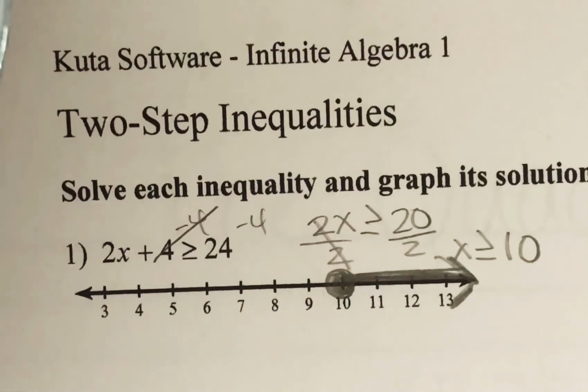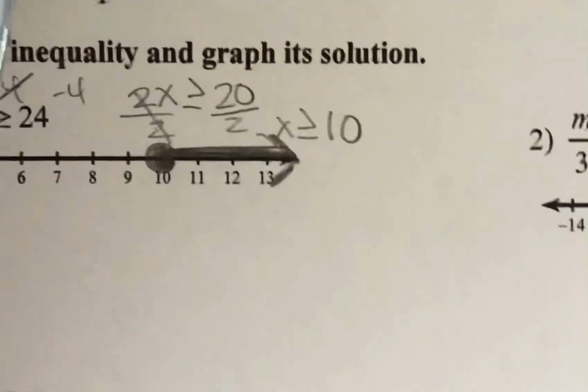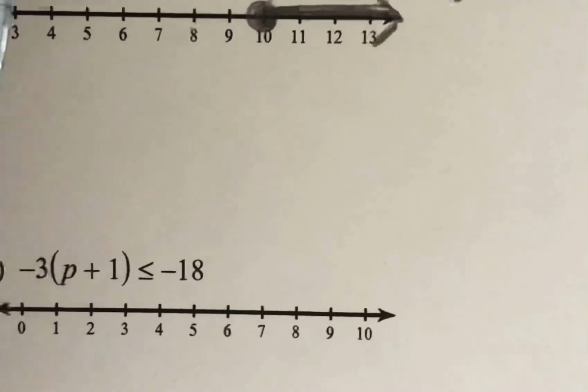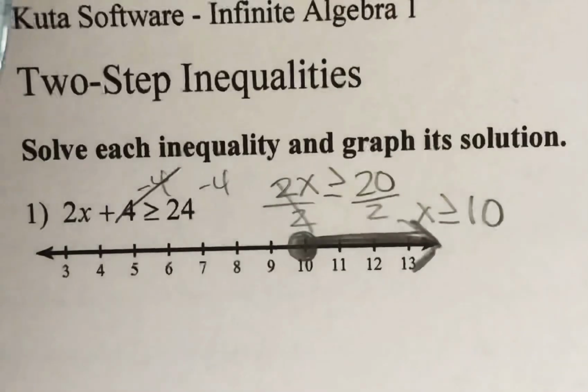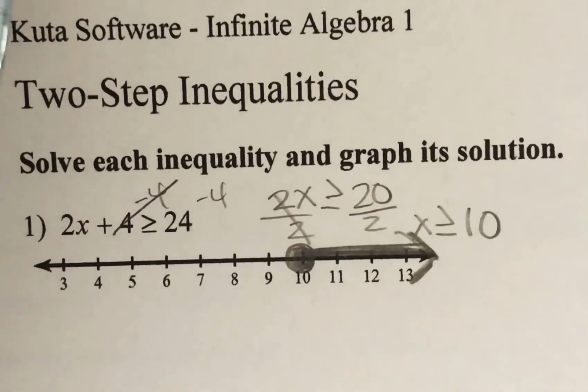And if you see some where you are having to distribute out first, that's okay. You know how to do that. Just go about business as you would. And just again, watch if you ever multiply or divide each side by a negative, because as we've learned, that is going to flip your inequality sign around.